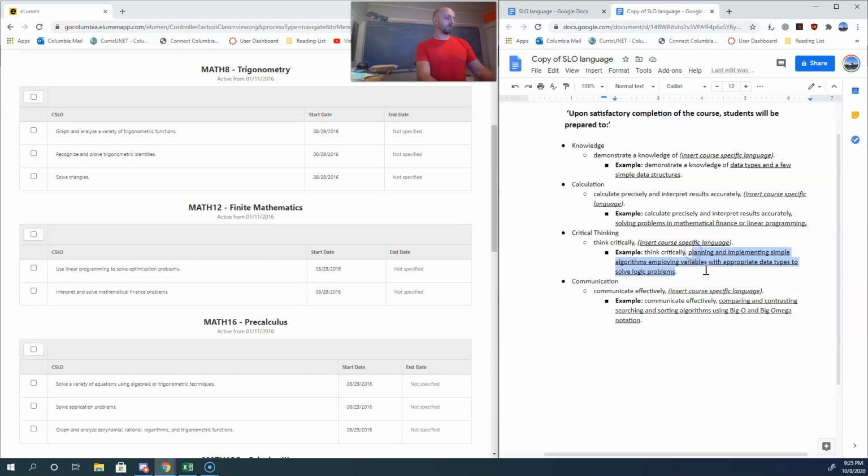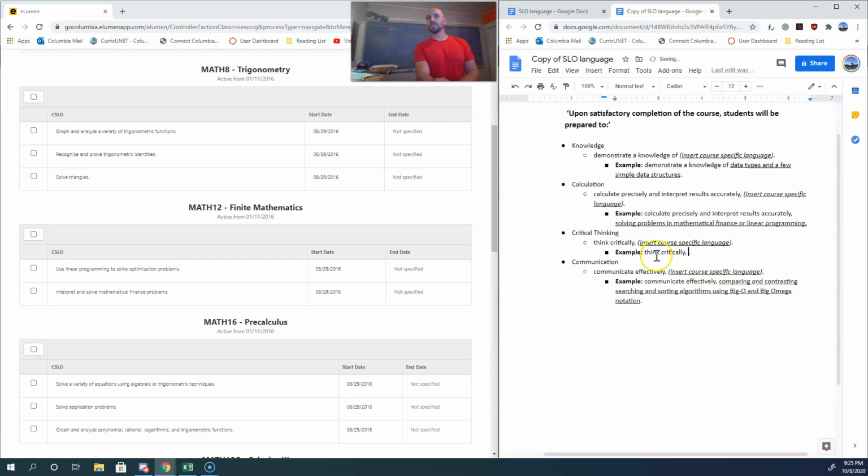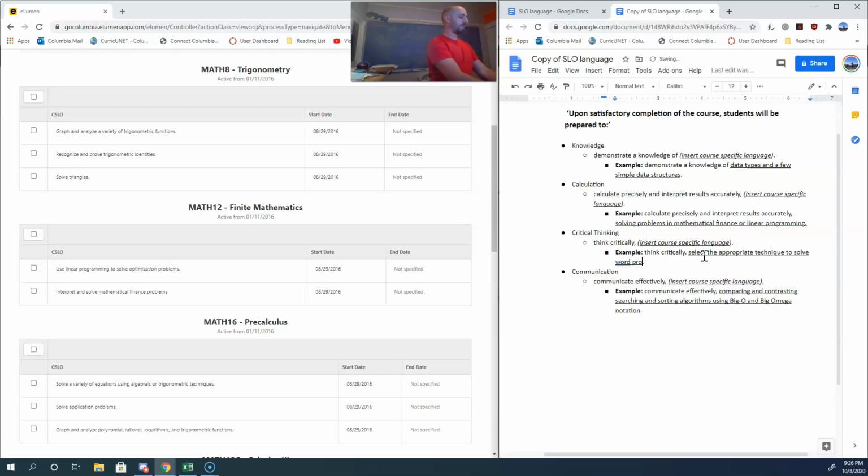All right, so let's see. We need to think critically, and I might say something like, we're going to think critically, we're going to select the appropriate technique to solve word problems of the types discussed in finite math.